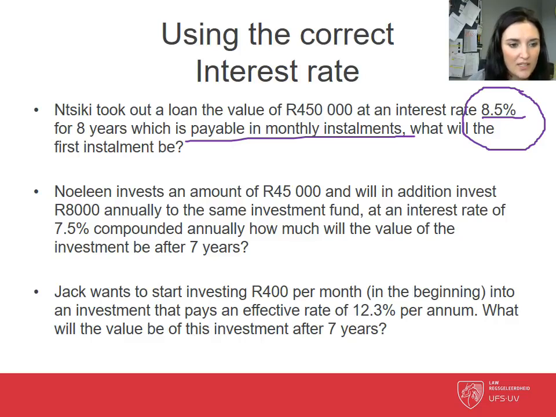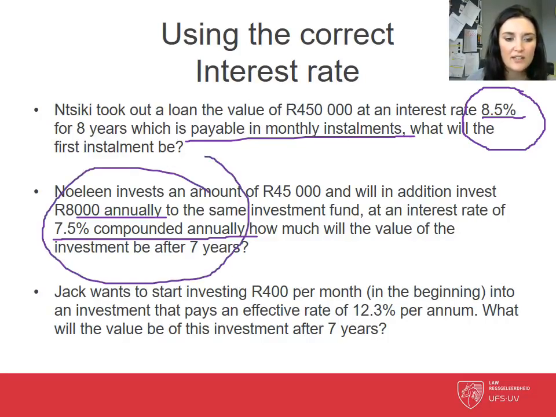The next one you will see is Nulene invests an amount of 45,000 and will in addition invest 8,000 Rand annually. So she will make annual investments to the same investment fund at an interest rate of 7.5% compounded annually. So here you will see you don't have to do anything. Both of them are annual. So that is fine, and you can just calculate it as it is.